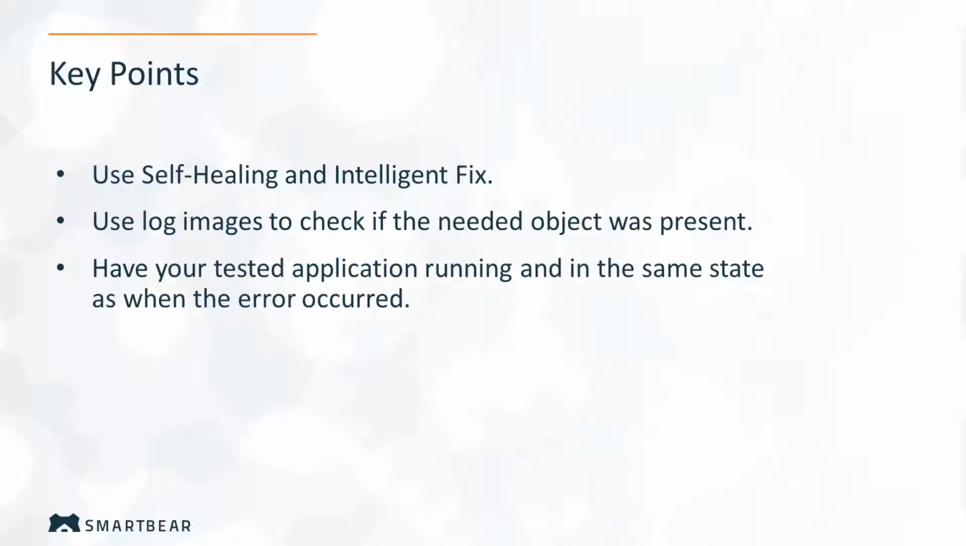Before we finish, we would like to highlight the major key points of fixing the object does not exist error. Use the self-healing test run mode and intelligent fix whenever it is possible. Examine images posted to the test log during the run to learn your application's state when the error occurred, and check if the needed object was present in the application. When troubleshooting the error, have your tested application running in the same state as when the error occurred.